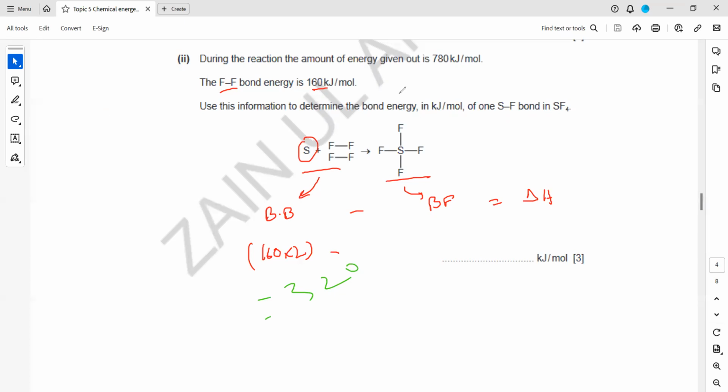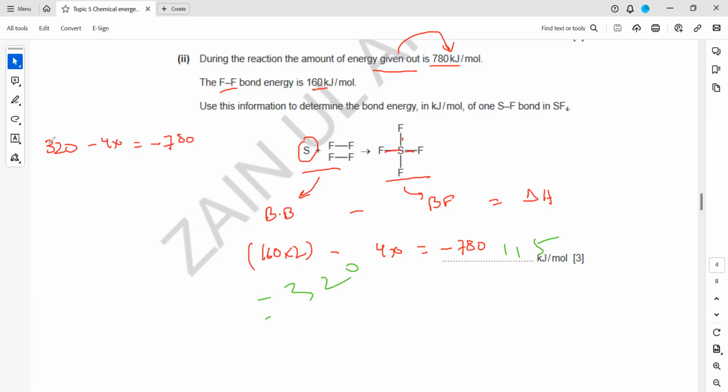Bond forming energy is what we need, and how many bonds are formed? 1, 2, 3, 4. So each is unknown, so we can say 4x equals the enthalpy change. Because this reaction gives out energy, even though it's written 780, we'll write minus 780. So our equation will be 320 minus 4x is equal to minus 780.